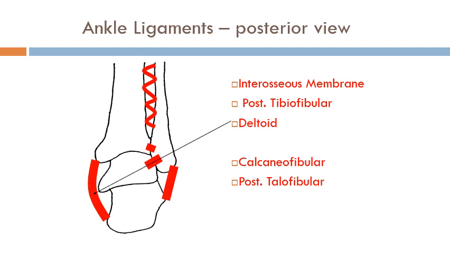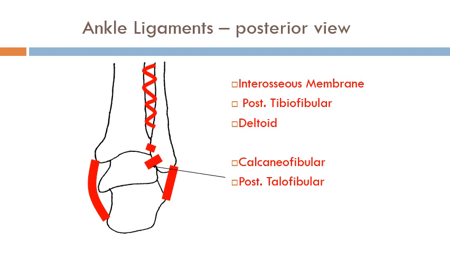The deltoid ligament is a big, broad, thick ligament on the inside of the ankle. When you look at the ankle joint, you get a lot more bony stability here on the lateral side, because the distal fibula goes a little bit further down, whereas the medial malleolus doesn't go down as far. So you need a much thicker, broad ligament to support that inside part of the ankle. There's the calcaneofibular ligament, and then the posterior talofibular ligament. So those are the ligaments when you're looking at the posterior view of the ankle.